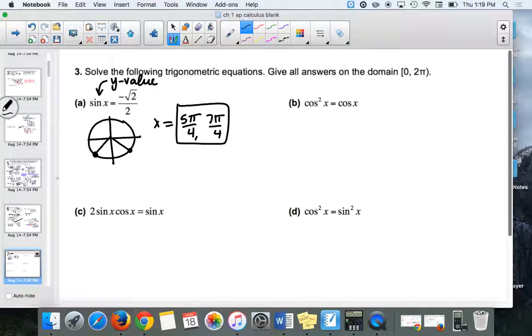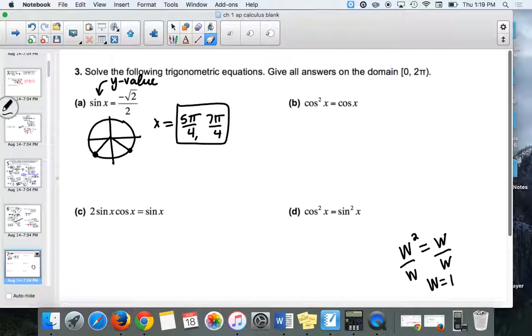All right, anyway. So this next one is a little bit tricky. If you have cosine squared x equals cosine of x, you have to be very careful. You do not have to square the other side. Think about it like this. Let's say I had this. If I divide by w, I actually lose one of the solutions. That would just give me w equals 1. That is not the correct answer. We are not allowed to divide by w or cosine of x on both sides.